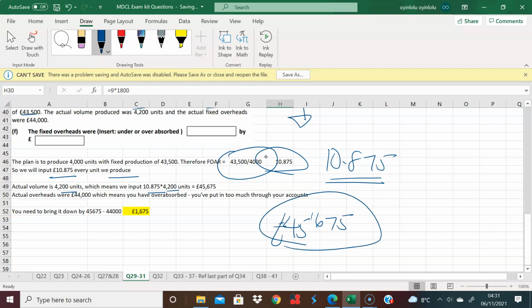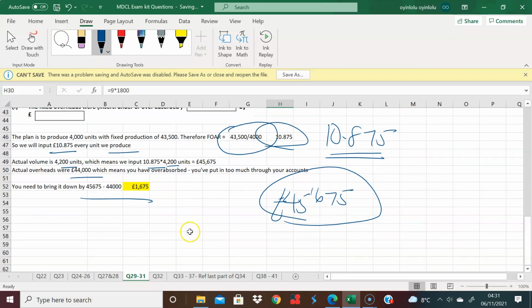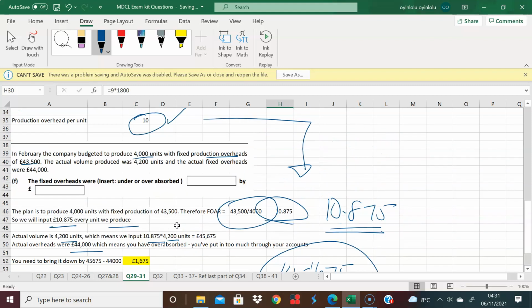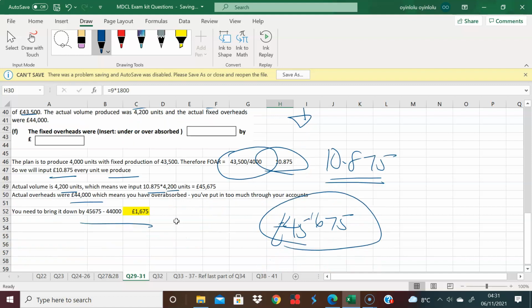But the actual overheads are 44,000, which means you've put in too much, so you need to reduce that by the 1,675. Cool, and that's how we deal with question 29. Question 29 is similar to 30 and 31, so the theory we've just done will definitely help you for 30 and 31. Okay.